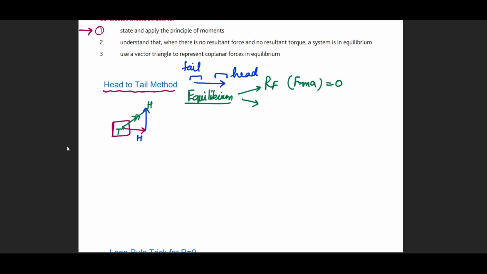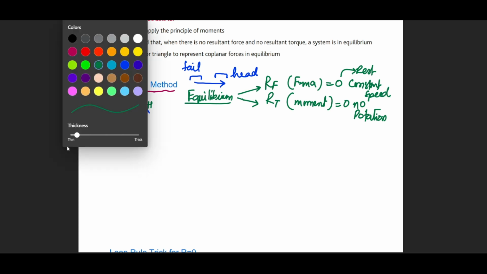And the second condition is that the resultant torque on the system is 0, which means basically that the moment of the system is equal to 0. This means that there is no rotation. The system is not rotating or it's not trying to rotate. Similarly, over here, the resultant force being zero would mean that the object is either at rest or moving at a constant speed. So this is what we mean by equilibrium, right?